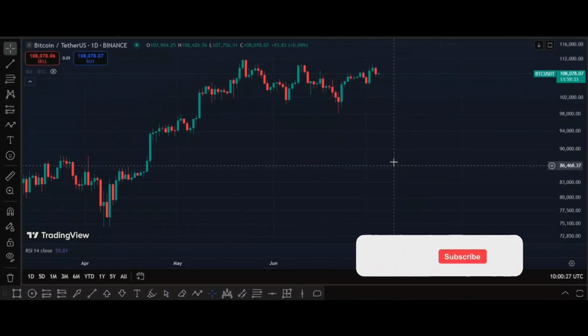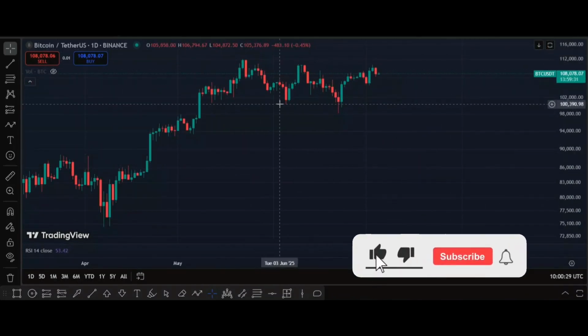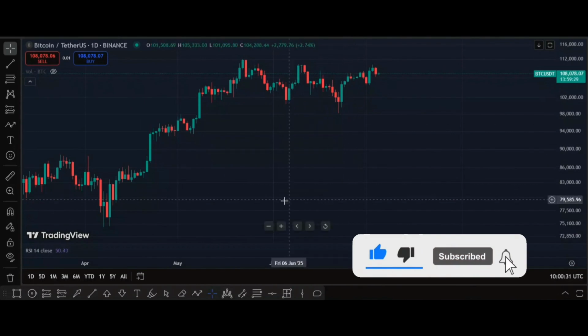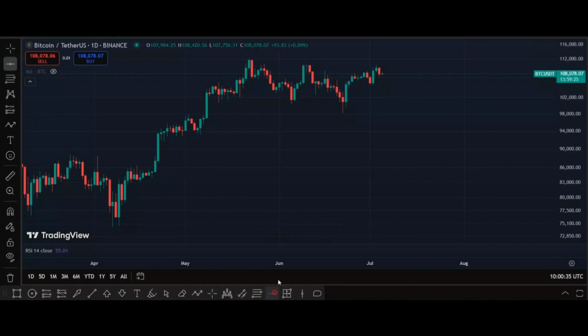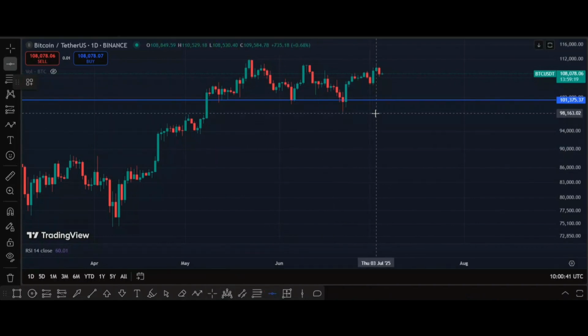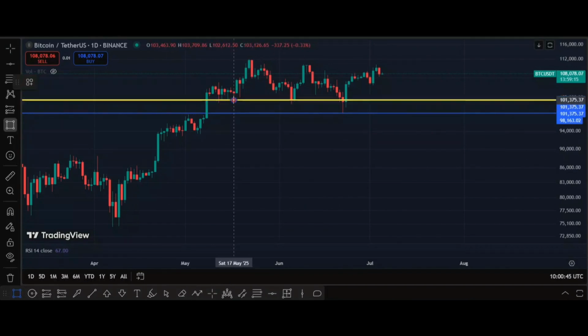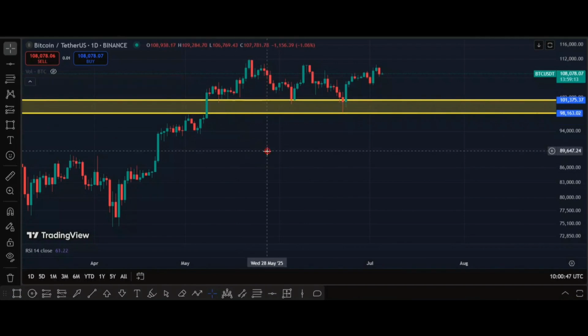All right, crypto maniacs, buckle up because we're diving into the Bitcoin battlefield. We're looking at the one-day chart, BTC against USDT, and things are, well, kind of chill. But don't worry, we'll spice it up. The lowdown, price. We're chilling around $108,078.07. Not too shabby, not breaking the bank.